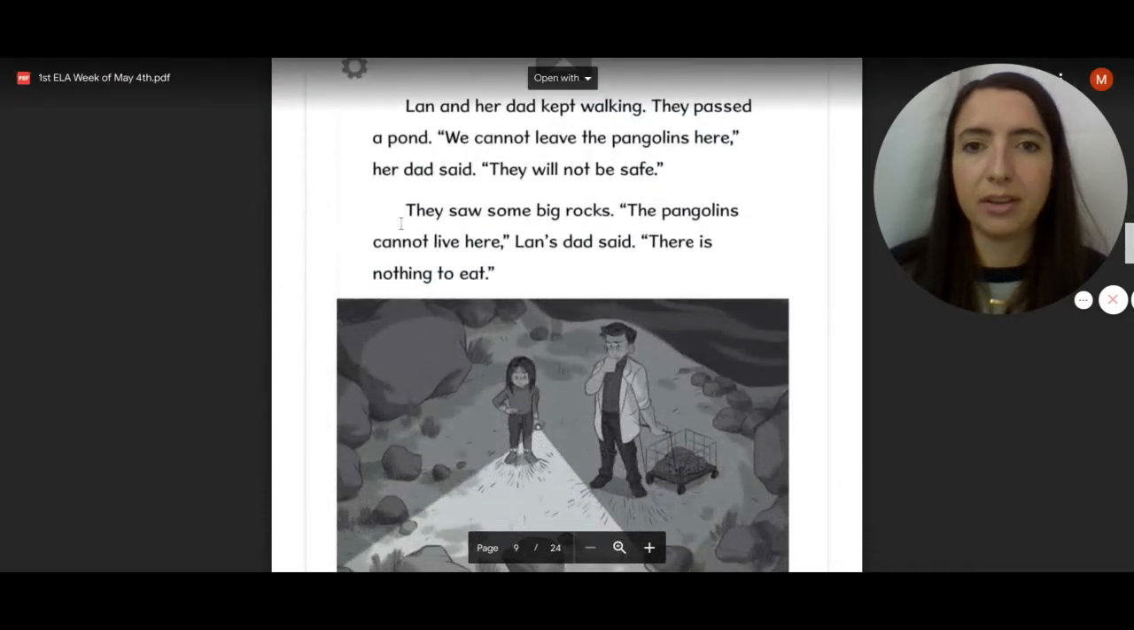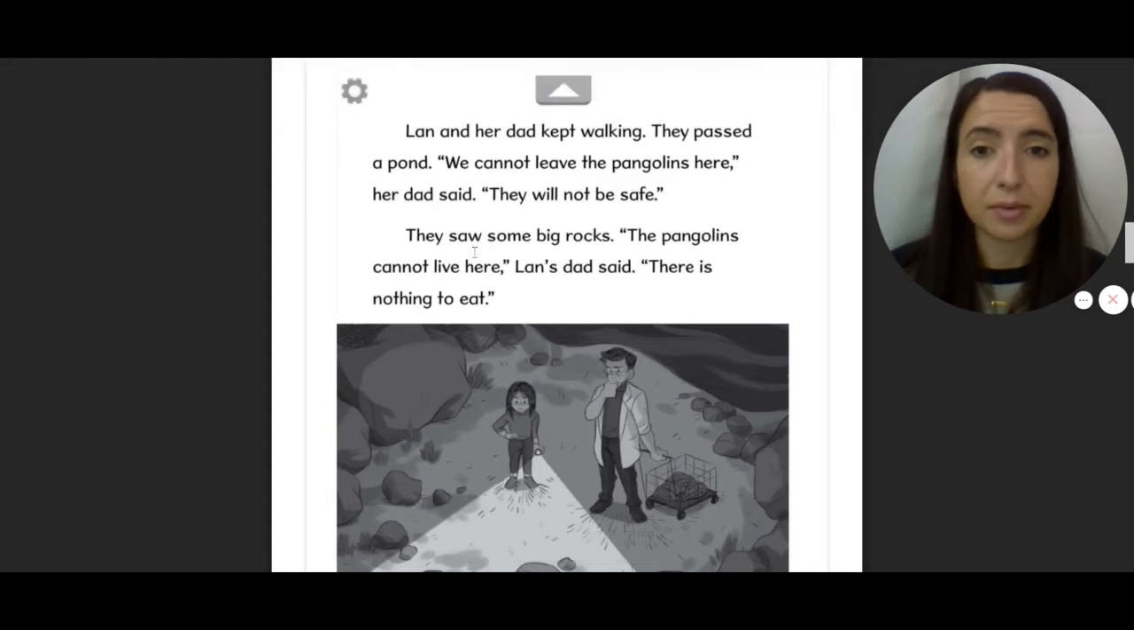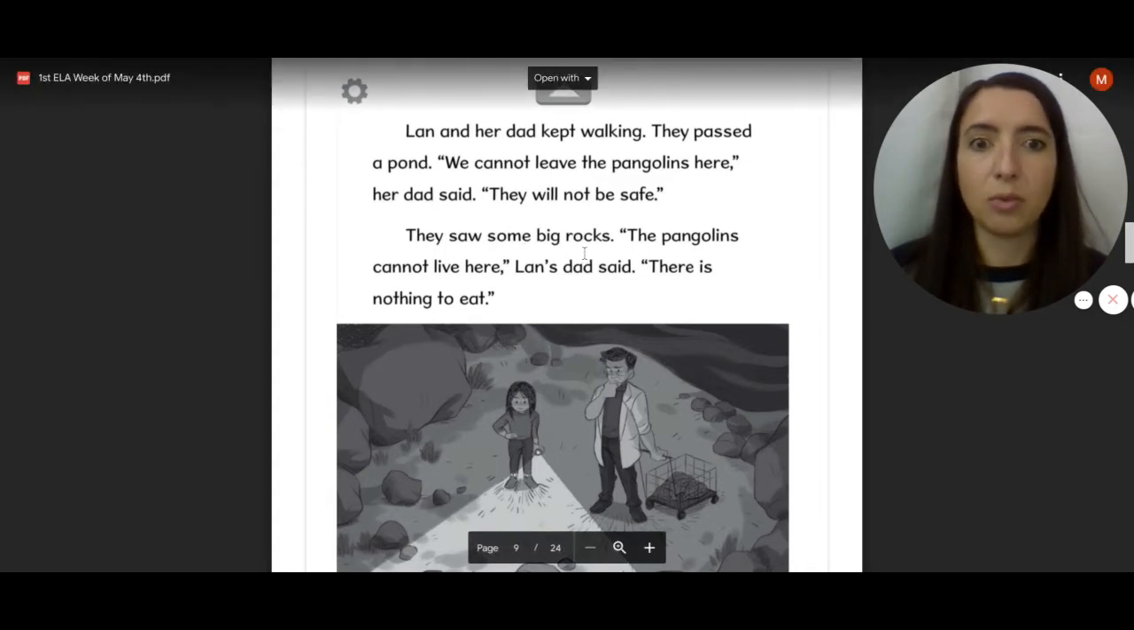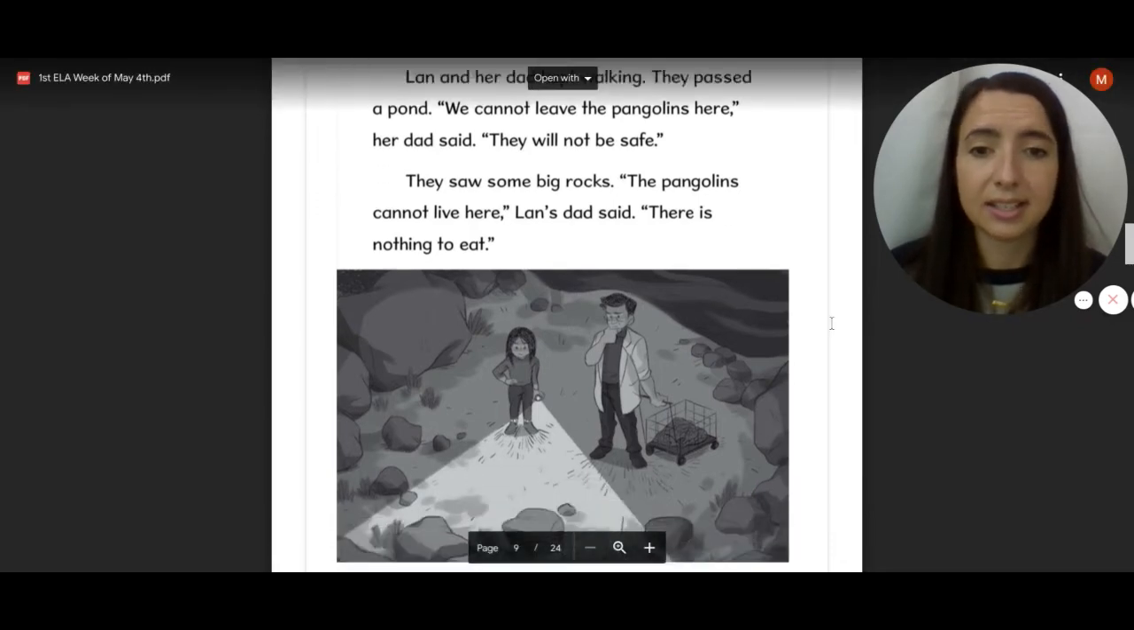Let's keep reading. Ready? Fingers ready? Lan and her dad kept walking. They passed a pond. "We cannot leave the pangolins here," her dad said. "They will not be safe." They saw some big rocks. "The pangolins cannot live here," Lan's dad said. "There is nothing to eat."